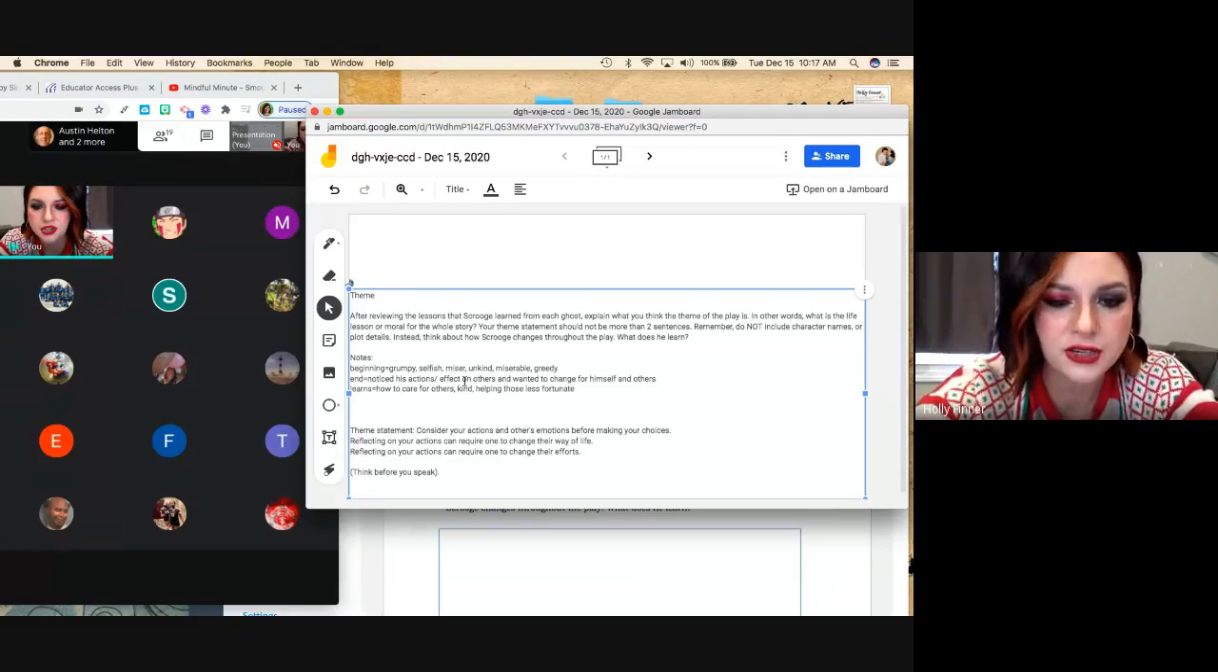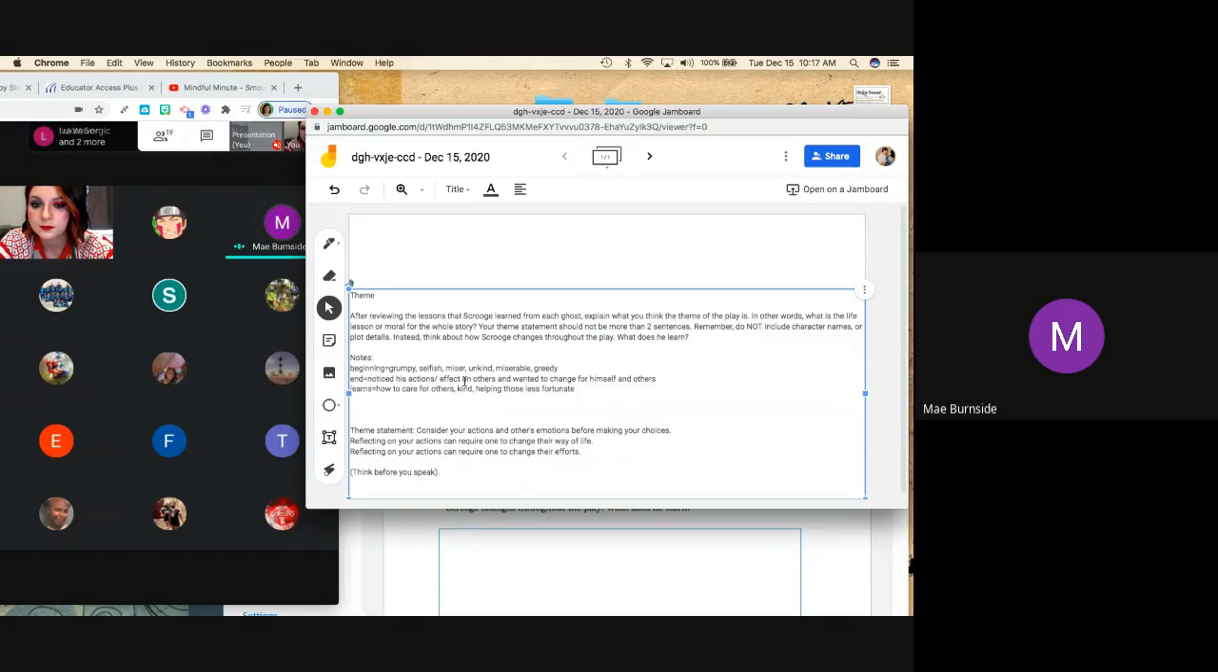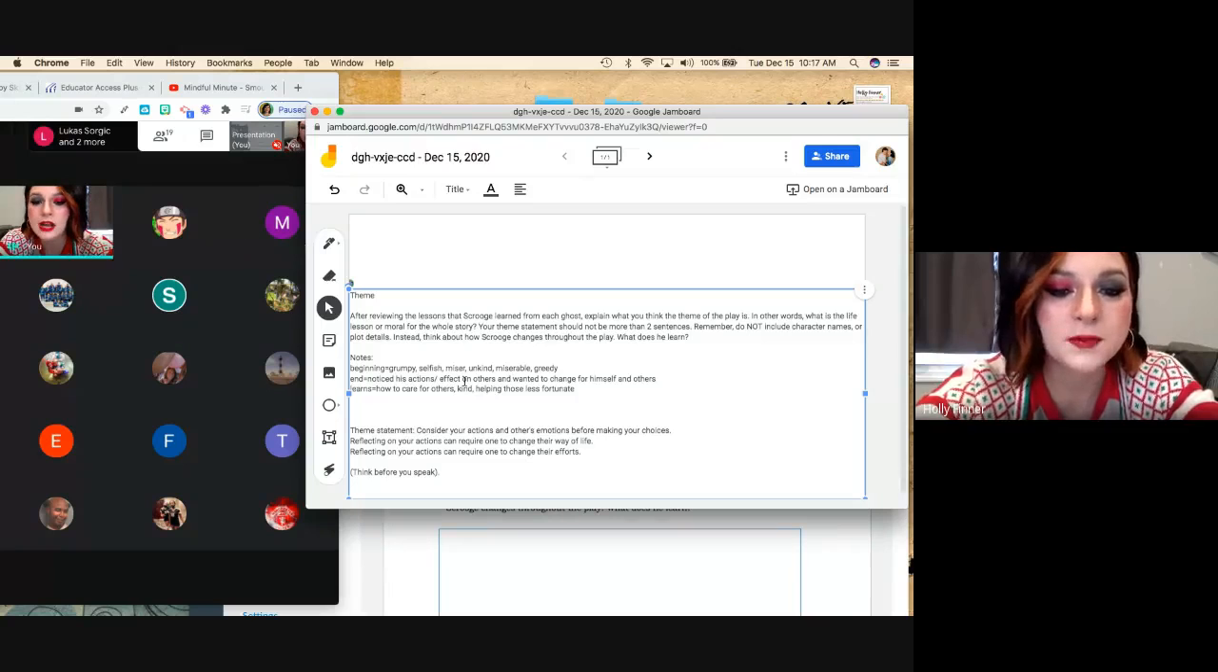Reflecting on your actions can require one to change their way of life. Do you guys agree with that? I think that works. I like that. I think that's good. Yeah, I think that works because you can use it for lots of different scenarios. Maybe you reflect on your actions and you know that you're not living a healthy lifestyle. So maybe you make changes in what you eat or how you exercise, right? So that can definitely work for lots of different people and situations.